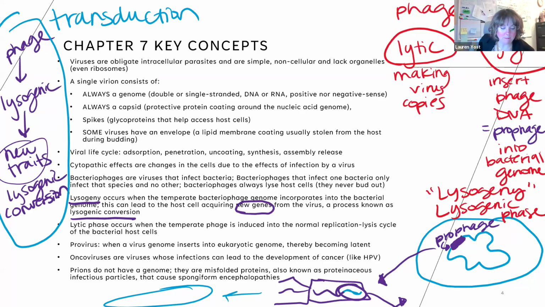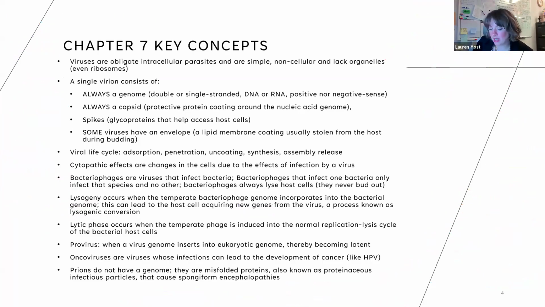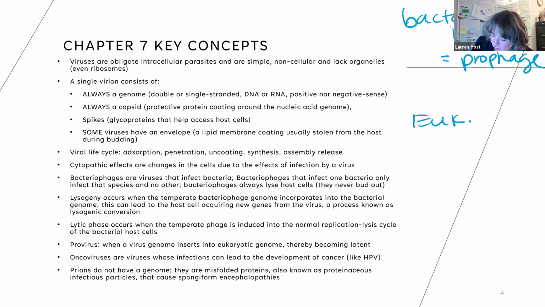All right. We can have, in eukaryotes, viruses insert themselves in our DNA too. If it is bacterial viral DNA insertion, we call that a prophage. In eukaryotes, we call that a provirus. Similar process, basically lysogenic in eukaryotes leads to the provirus.